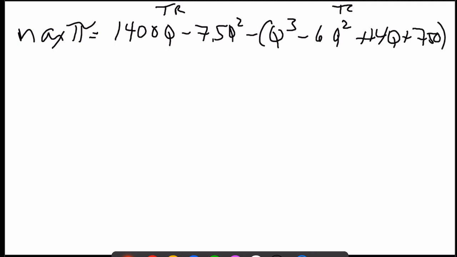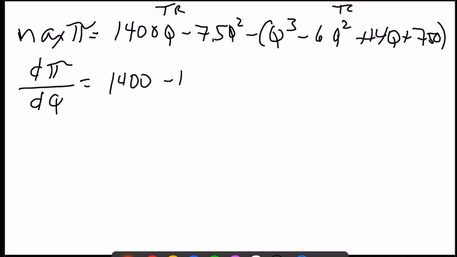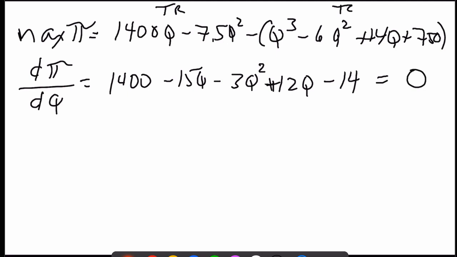Okay? So we're going to take the partial, or it doesn't have to be the partial, of the profit function with respect to Q, right? And so we just go down the list. That's 1400 minus 15Q minus 3Q squared minus 12 plus 12Q. Sorry. Plus 12Q minus 14. And we set that equal to 0.